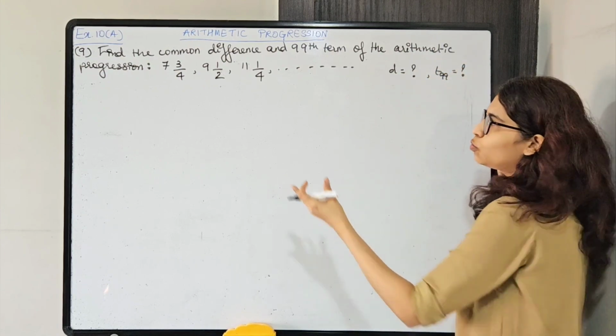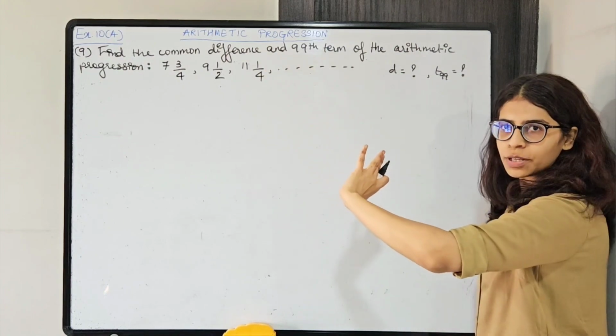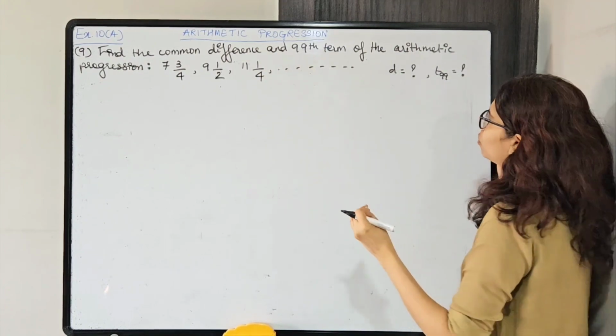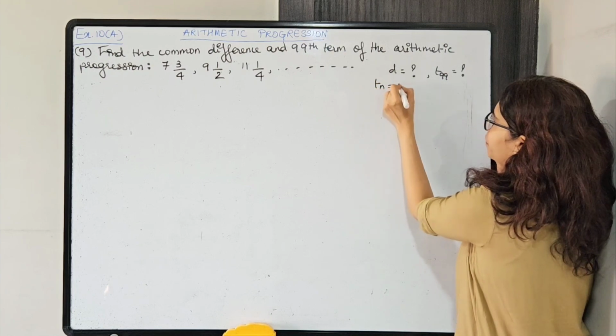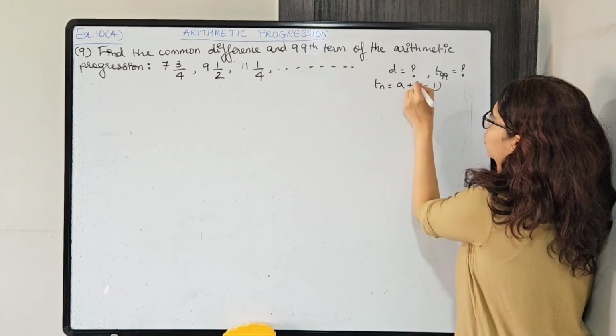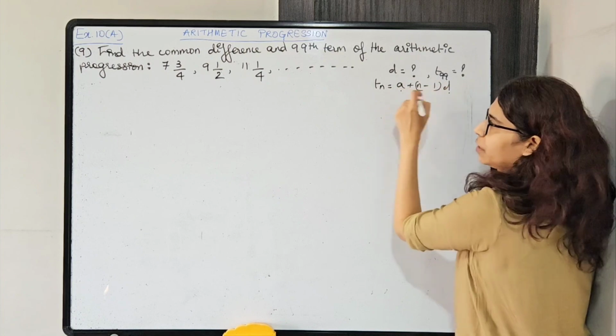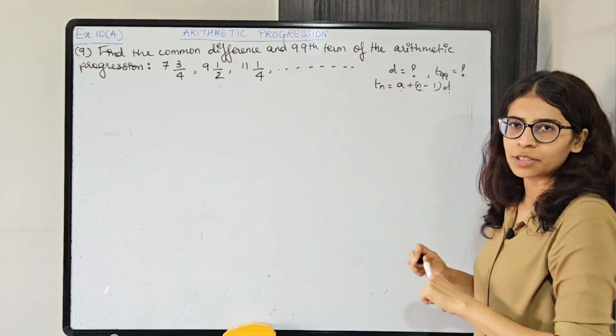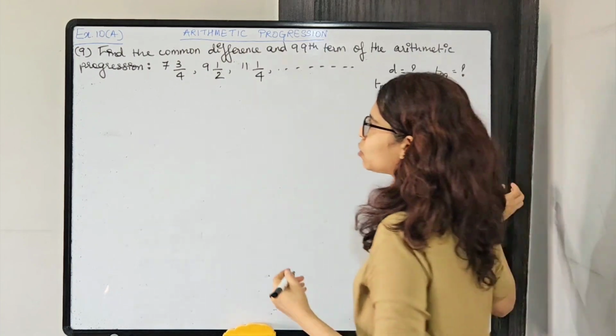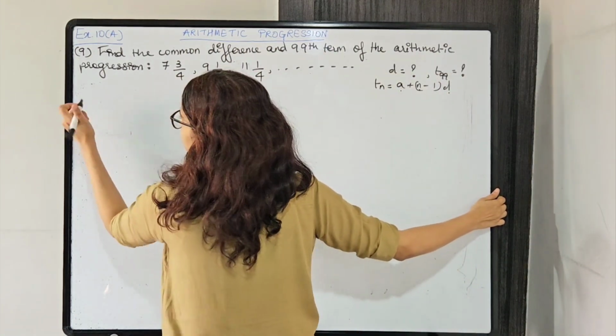A and D तो मुझे AP से ही मिल जाएगा. Okay, I'll need A and D both for T99. Tn का फॉर्मूला अप्लाई करेंगे, right? It is A plus n minus 1 D. A and D will get from AP and n will be 99 because 99th term है. Okay, so let's solve. First thing, we'll write down the AP.